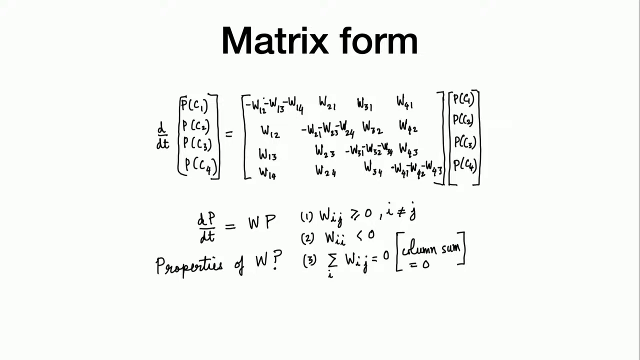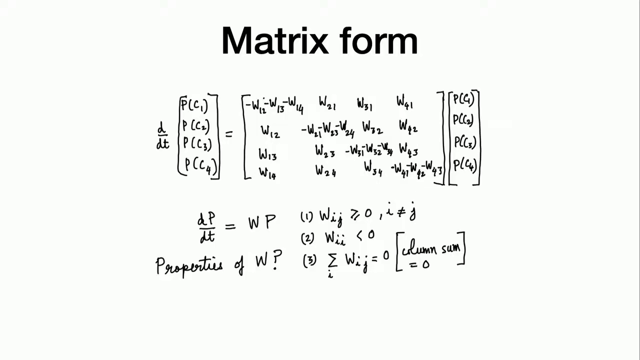Wii is negative because there is a minus sign sitting in all of them. And the other thing you notice is that if I sum along a column, they are 0. Okay. So these are the only three properties. So the master equation looks like this: dp by dt is W, an n cross n matrix, times p, and I can give you any W that satisfies these three properties, and that will be a correct Markov process.